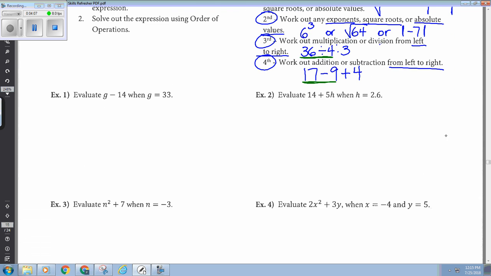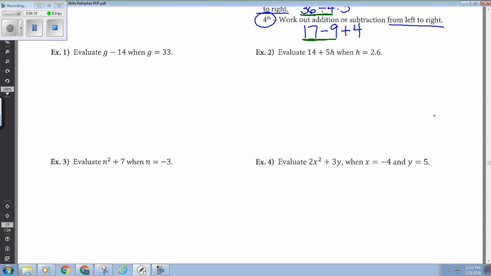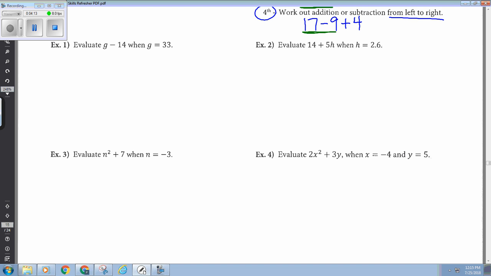So now we're going to go through evaluating expressions. We're going to start with a simple one-step computation and then work our way along. Example 1, evaluate g minus 14 when g is equal to 33. So the first step is to take 33 and plug it in for g. Then you just do the computation. In this case, 33 minus 14 is 19, and that's that.